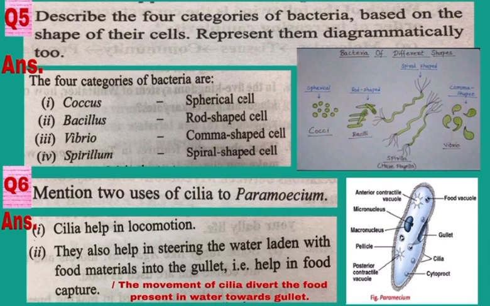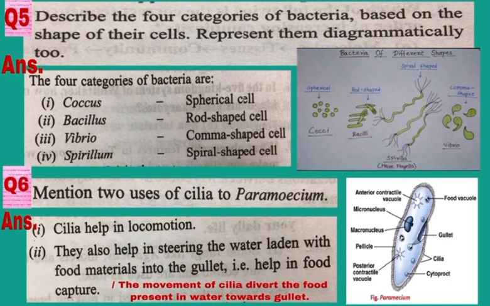Question number 5. Describe the 4 categories of bacteria based on the shape of their cells. Represent them diagrammatically too. Answer: Bacteria are sole members of kingdom Monera, and the 4 categories of bacteria according to their shapes are coccus, the shape is spherical here; bacillus, they have rod shaped cells; vibrio, they are comma shaped; and spirillum, their shape is spiral shape. And now draw diagrams as shown with the pencil.